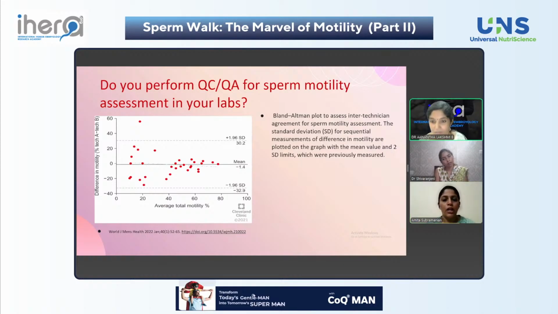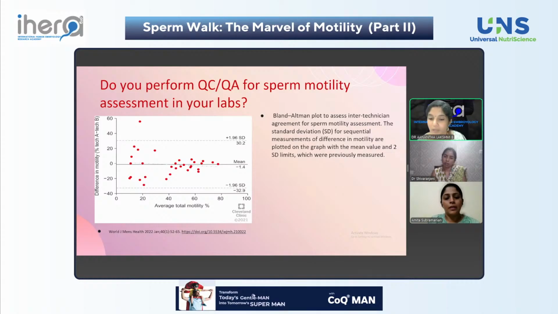And then when you plot the values between 2 different technicians, you take an average and put it in a graph. This is a proper way of doing QC with respect to sperm motility. You can refer to it in many journals.